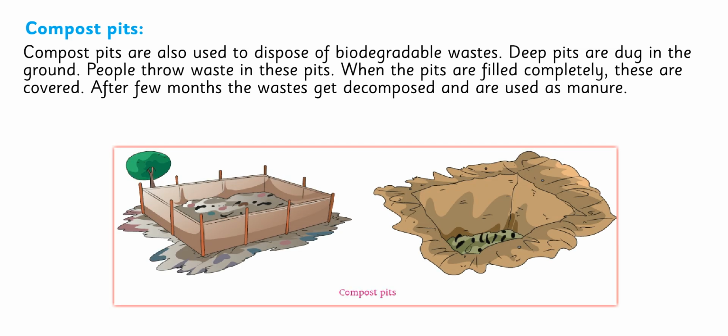Compost pits. Compost pits are also used to dispose of biodegradable wastes. Deep pits are dug in the ground. People throw waste in these pits. When the pits are filled completely, these are covered. After a few months, the wastes get decomposed and are used as manure.